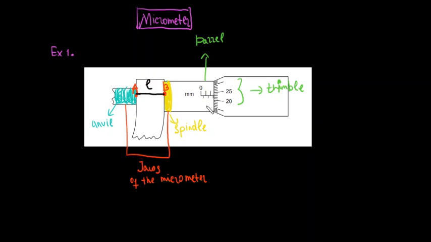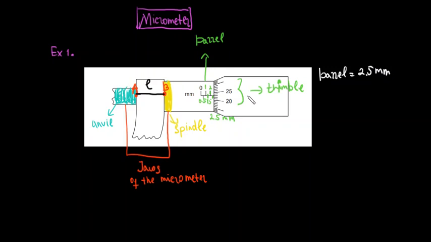So let's read it. This is 0.5. This is 1. This line is 1.5. This line is going to be 2 millimeter. And this smaller line over here is going to represent 2.5 millimeter. So I have the reading of the barrel. I can write it right next to this picture. So the barrel has a reading of 2.5 millimeter.